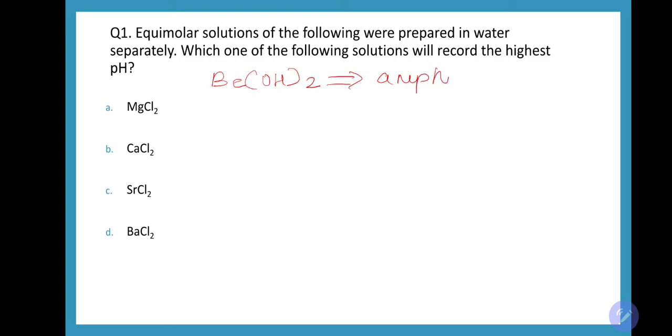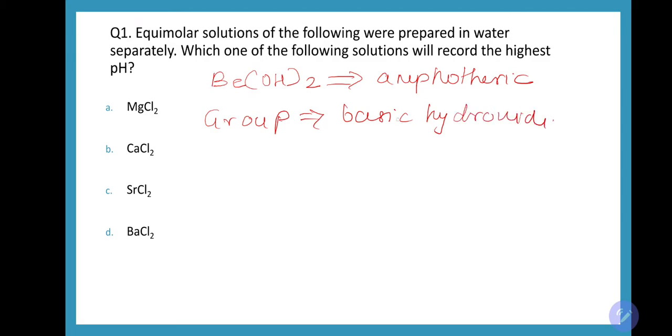We have already learned about the anomalous behavior of beryllium. So beryllium oxide is basically amphoteric in nature. But the other alkaline earth metals, that is group 2 metals apart from beryllium, will show basic oxides. So they will form basic hydroxides and oxides.